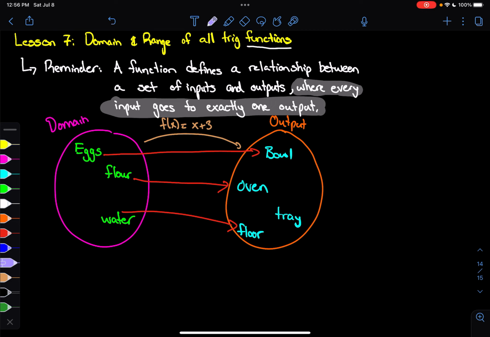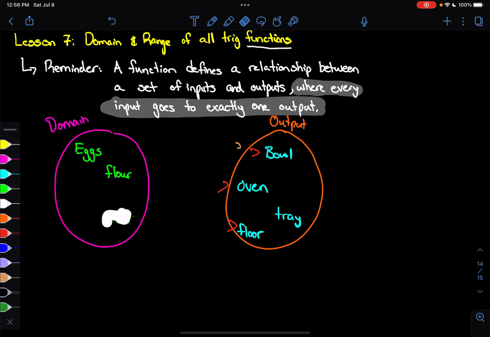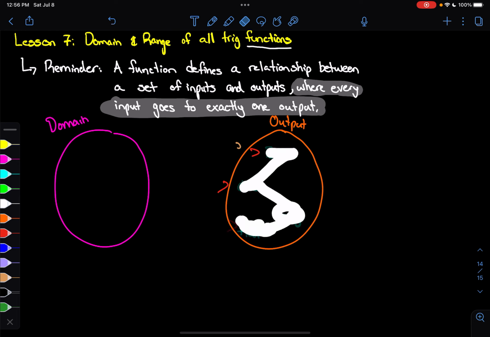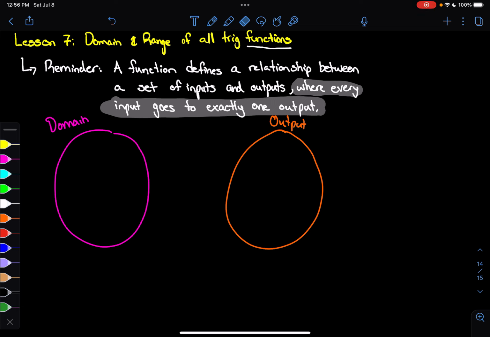Okay, so that's what a function is, and this idea of domain and range. Hopefully from pre-calculus 1, we remember that for domain and range, we usually use this thing called interval notation. So for instance, how about the function f of x is equal to the square root of x?